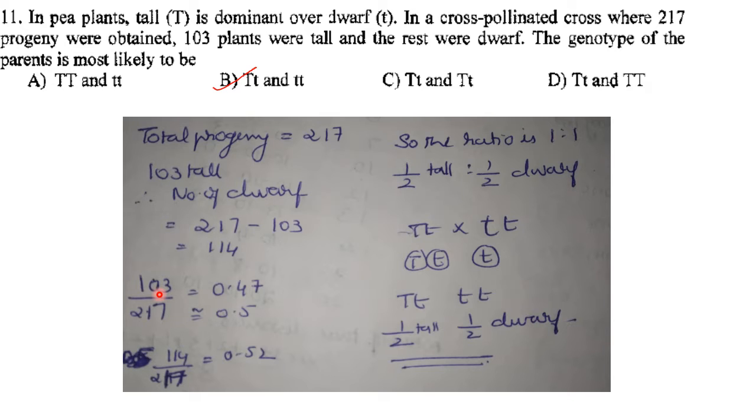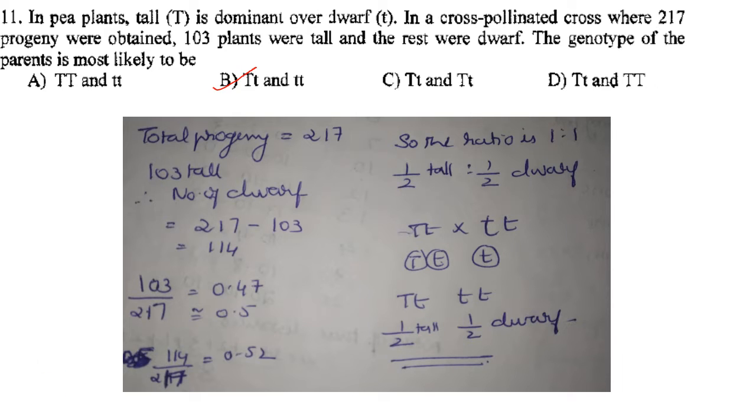So the number of dwarf will be 217 minus 103, that is 114. Now divide each of these, that is the number of tall and the number of dwarf, by the total number of progeny to get the ratio. So 103 divided by 217 is 0.47, that is approximately 0.5, and 114 divided by 217 is 0.52. So the ratio we see is approximately 1:1, that is half tall is to half dwarf. So when will you get half tall is to half dwarf? When you cross a heterozygous individual with a homozygous recessive parent, then you will get half tall and half dwarf.